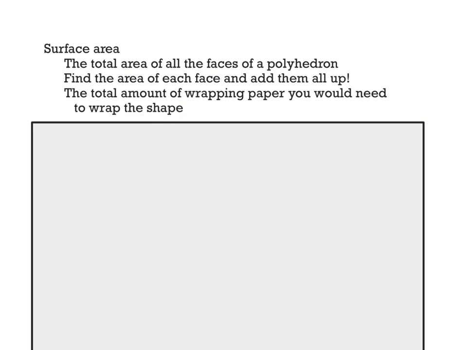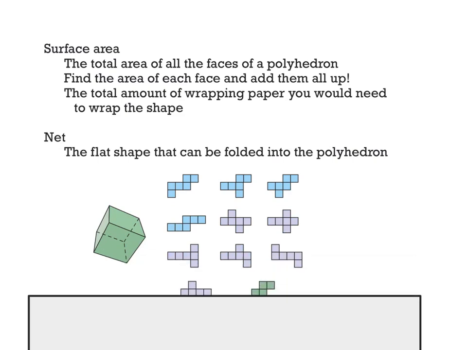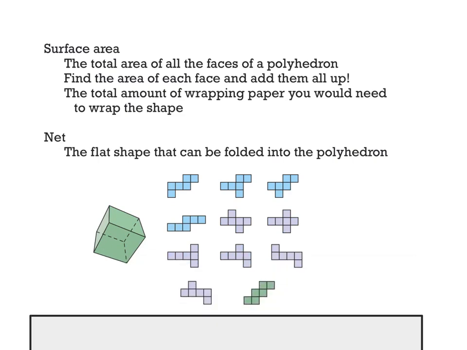To help us find surface area, it's really helpful to think about a net. A reminder, a net is the flat shape that can be folded into the polyhedron. All of these are examples of nets for that cube. You start with any of these shapes. Typically, we look at this shape. You can fold that up to form a cube. With those reminders, let's find some surface area.